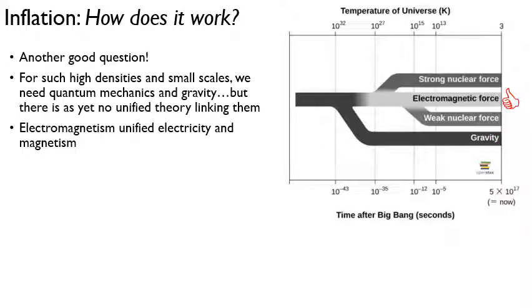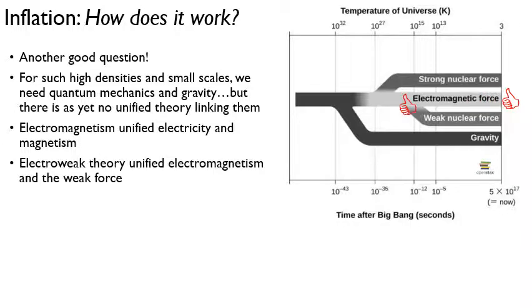And these can be unified. So for instance, the electromagnetic force, this is actually already a unified theory. So if you go back a couple hundred years, electricity and magnetism were separate phenomena, and at one point they were unified into the electromagnetic theory. So we can describe those together.